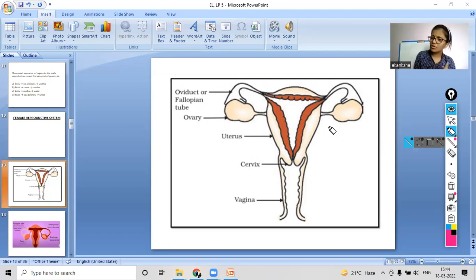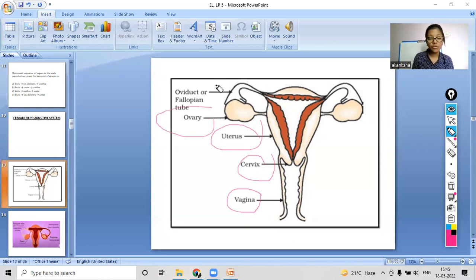And it is also made up of different organs, same as the male reproductive system. So what are the different organs? Yes, there is the vagina, cervix, uterus, ovary, and the fallopian tube or the oviduct. These are some of the very important organs that are present in the female reproductive system.